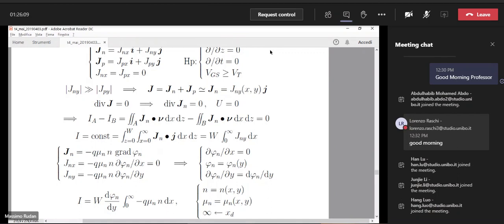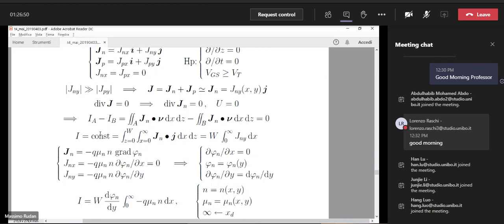Okay, so we start again. You remember we have expressed the current as this integral. We use the general symbol I for the current. We did not specify yet whether this current is entering the drain or entering the source. We'll do it later.